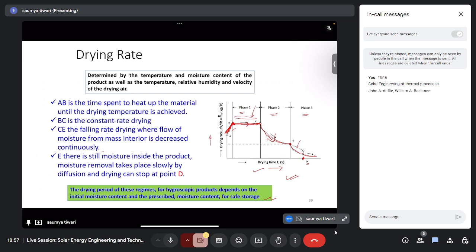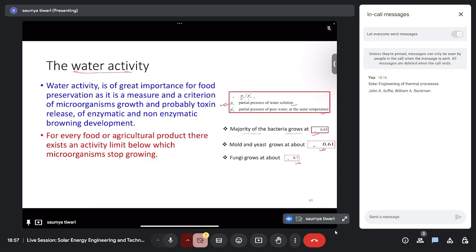Okay, water activity is another important term. So, what is water activity?